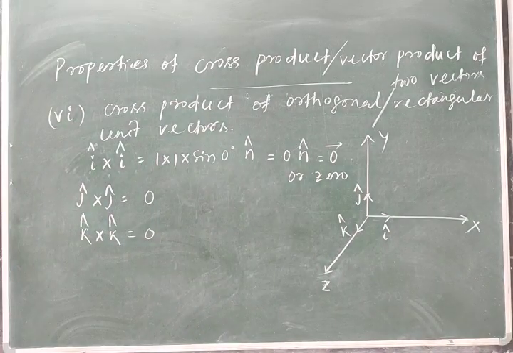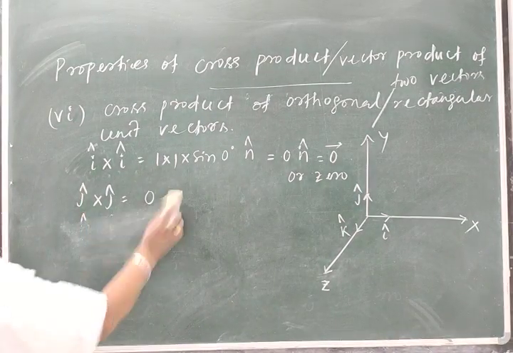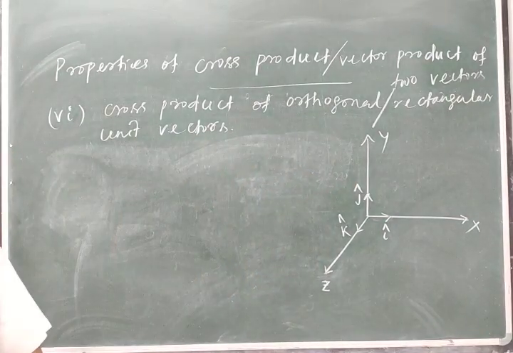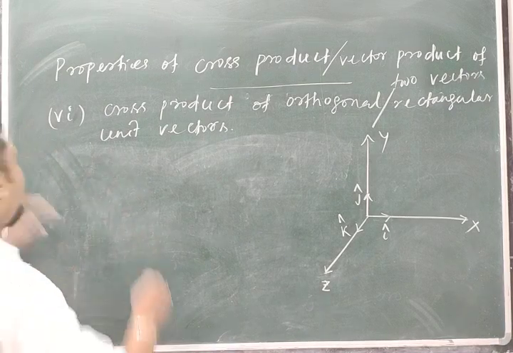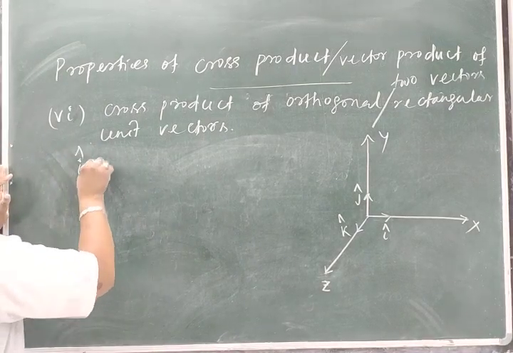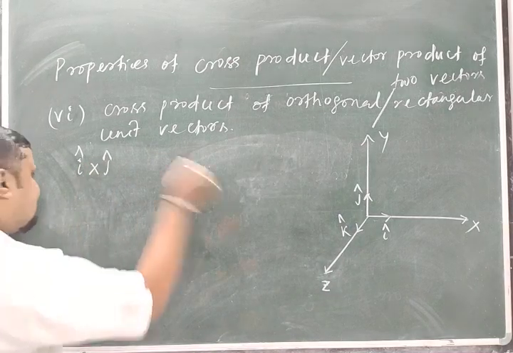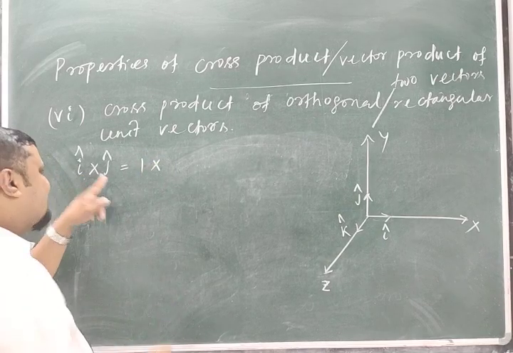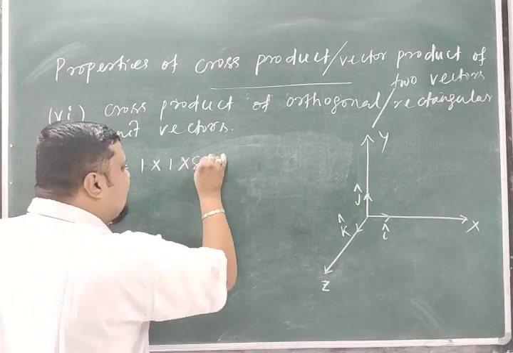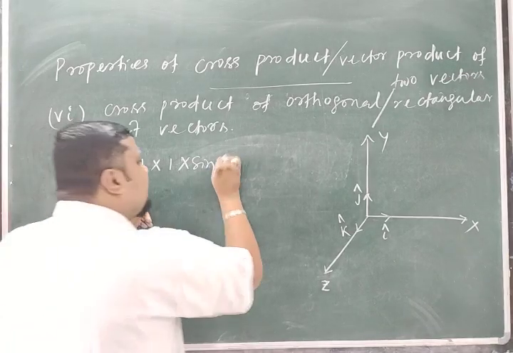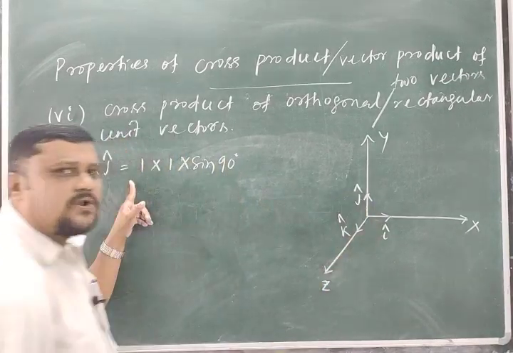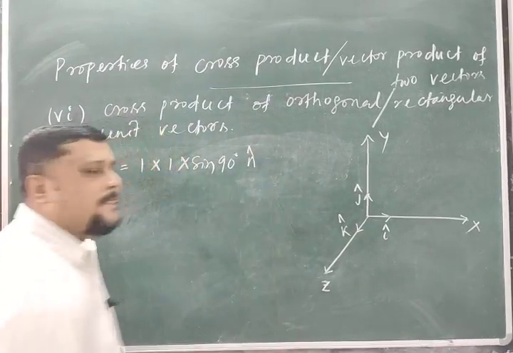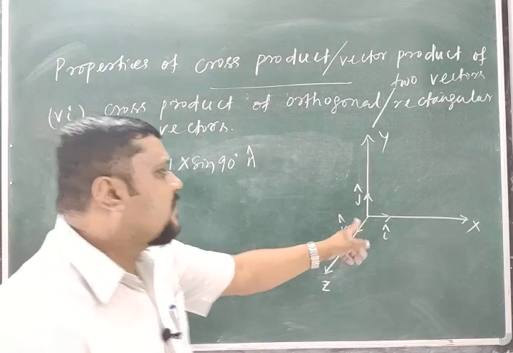Now we will go for the other part. I will take the cross products between different vectors: i cross j, j cross k, k cross i. So let us first find i cap cross j cap. This is equal to the magnitude of i cap, 1, magnitude of j cap, 1, into sine of the angle between i and j, 90. i and j are orthogonal, so they are rectangular, perpendicular. Sine 90 n cap. What is n cap? Perpendicular to the plane containing i and j.